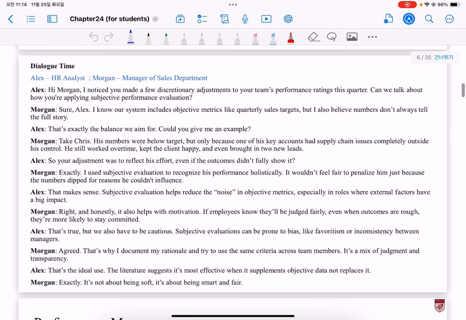Okay, so this is one dialogue that you can take a look at. This is an example for the subjective evaluation. I want you to read it.